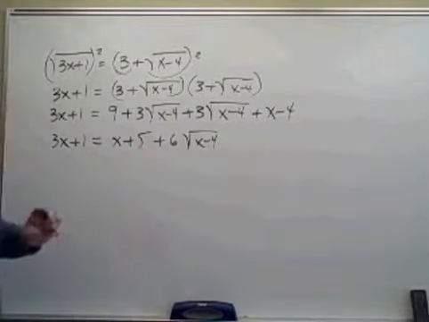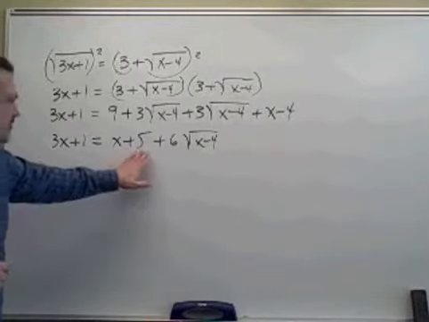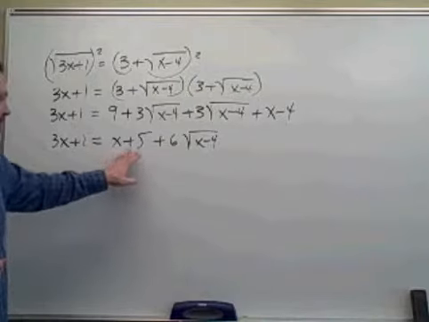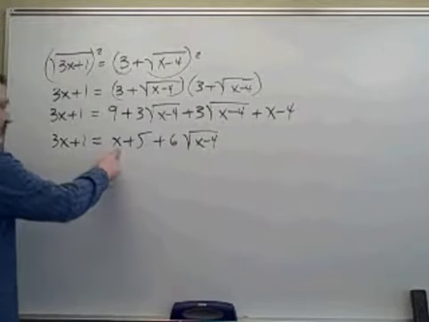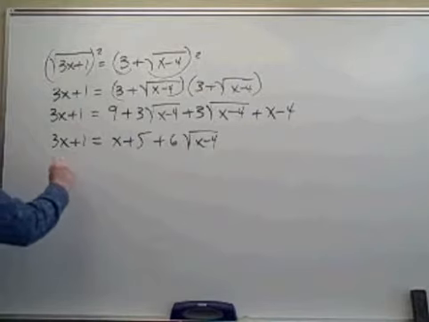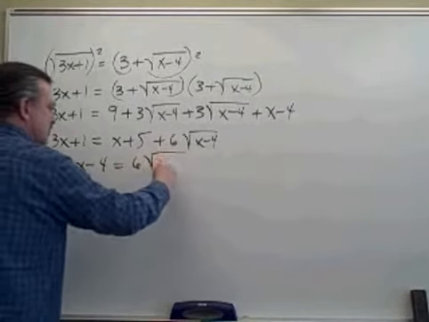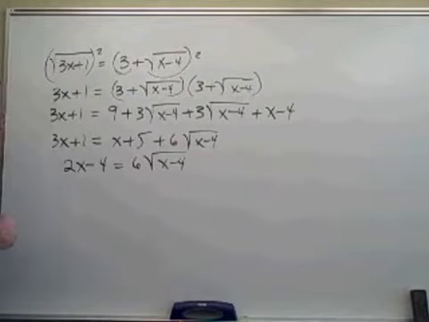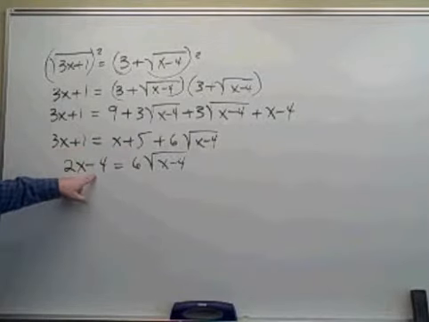Well, we still have a radical expression, so we need to isolate it. So let's get rid of these terms, the x and the 5 term here on the right side, and that will isolate the radical expression for us. So I will subtract x from both sides. I'll subtract 5 from both sides. That would give me 2x minus 4 equals 6 times the square root of x minus 4. Subtracting x from 3x gives me 2x. Subtracting 5 from 1 gives me minus 4.